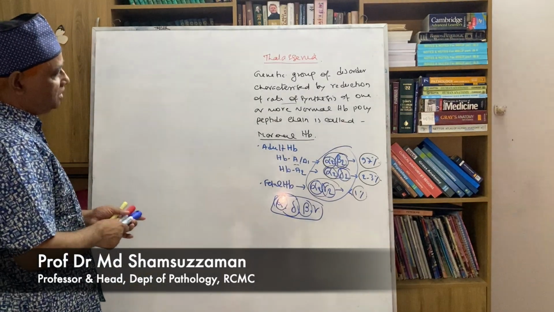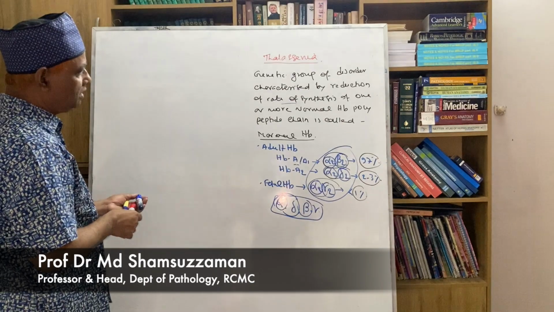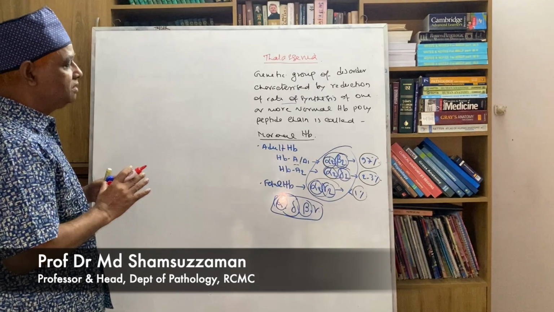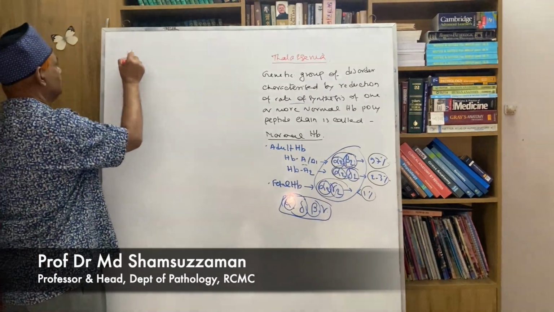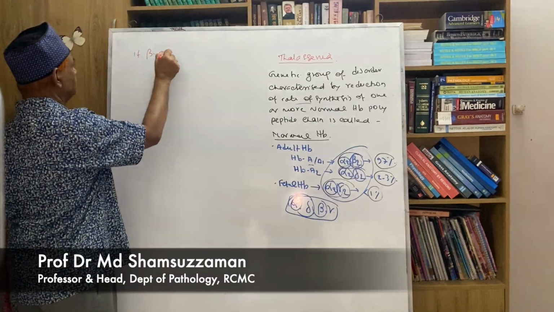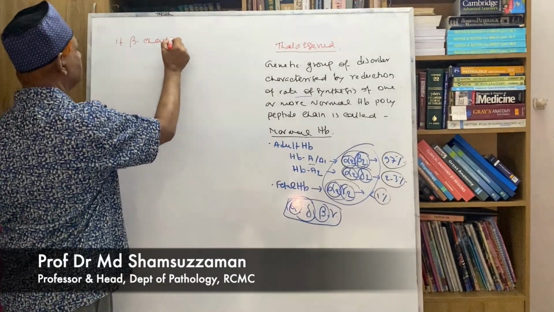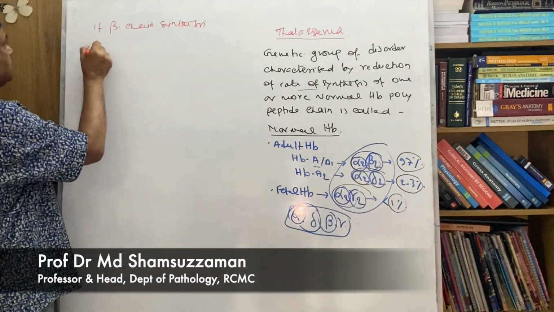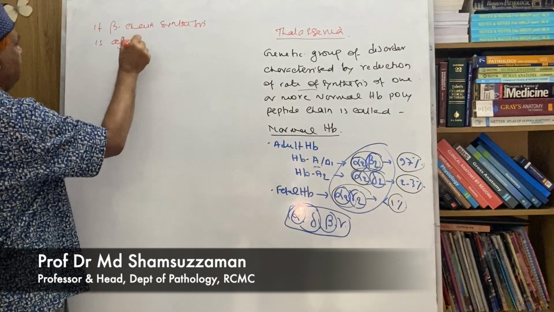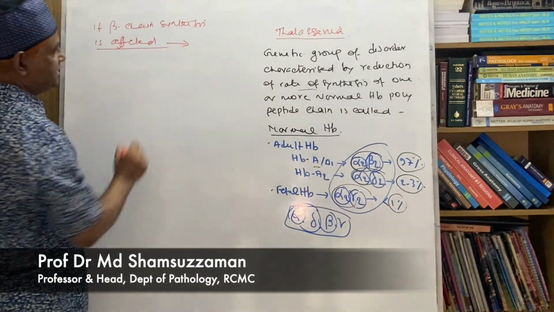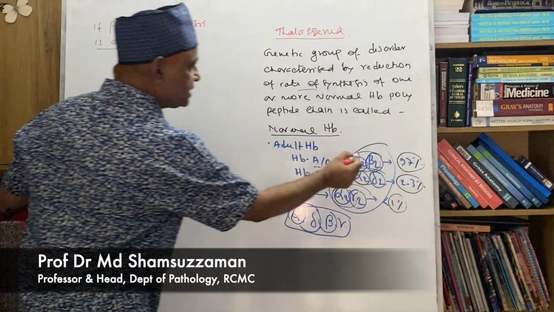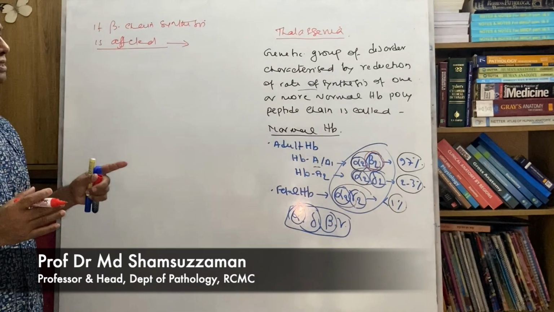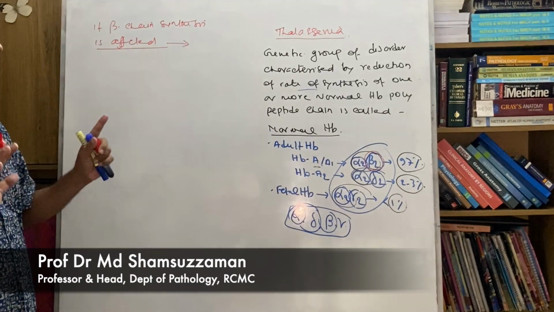Again, come to if beta chain synthesis is affected. If beta chain synthesis is affected, what will happen? First come to if the beta chain synthesis reduction is not sufficiently affected.